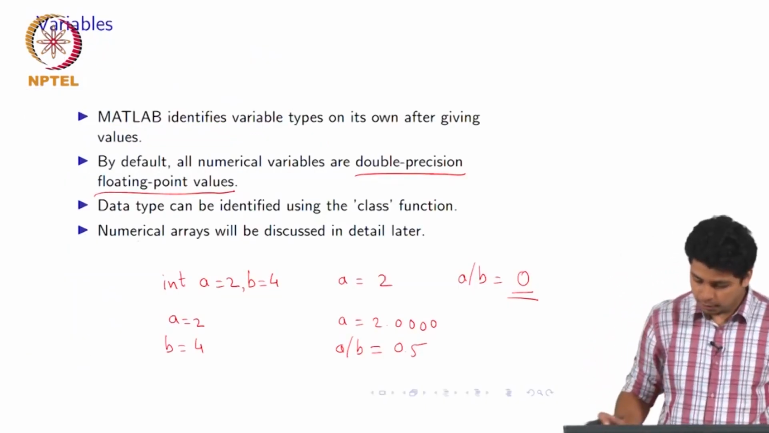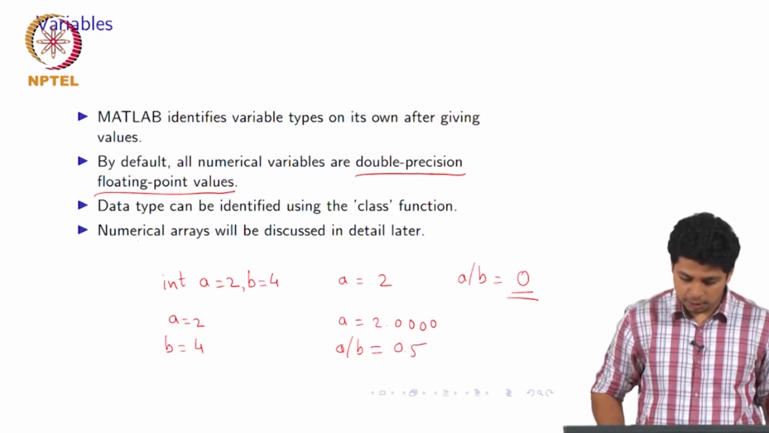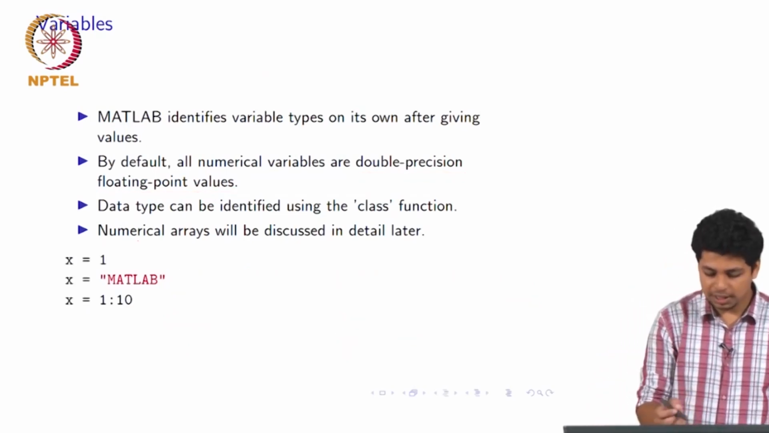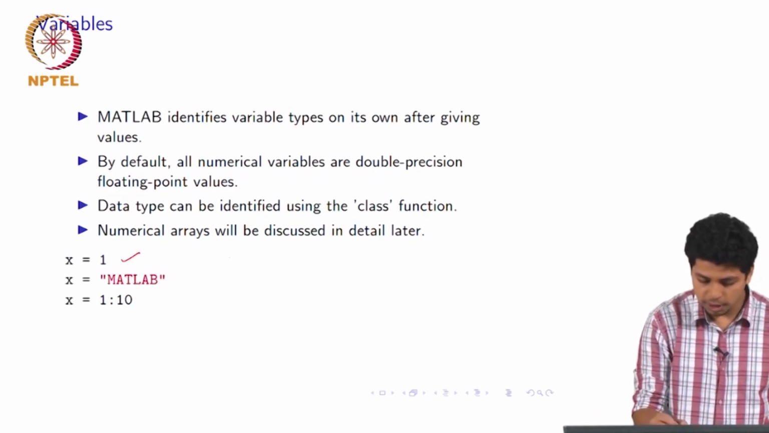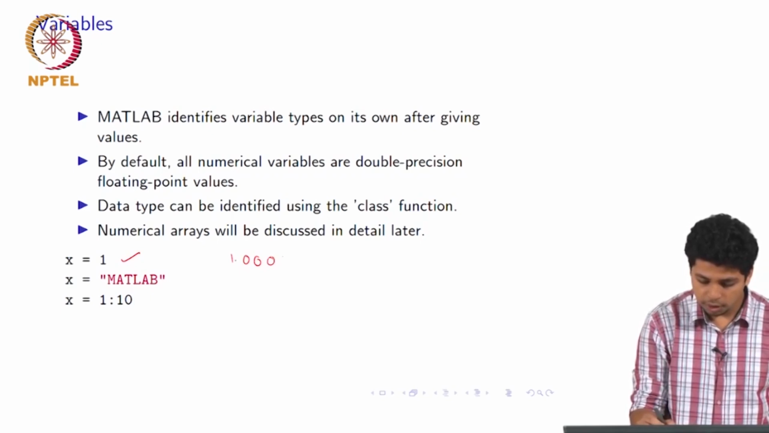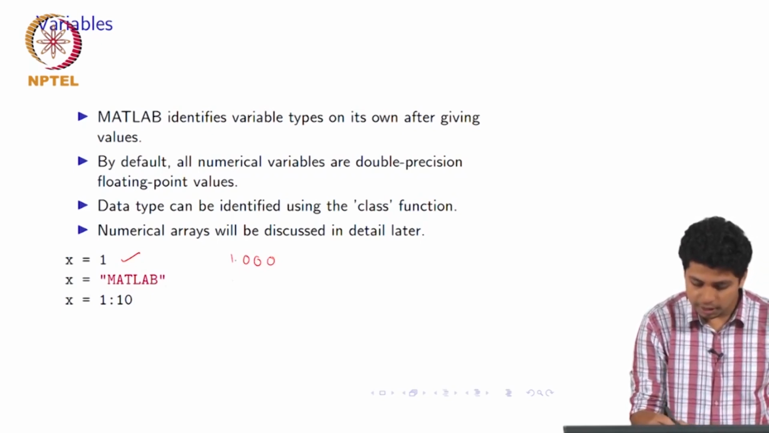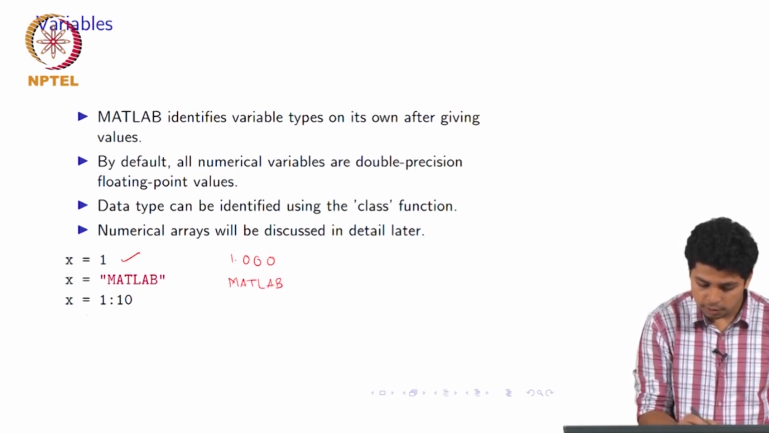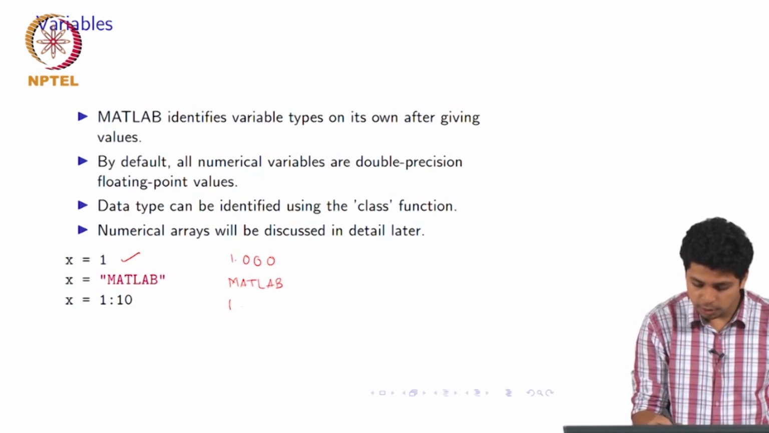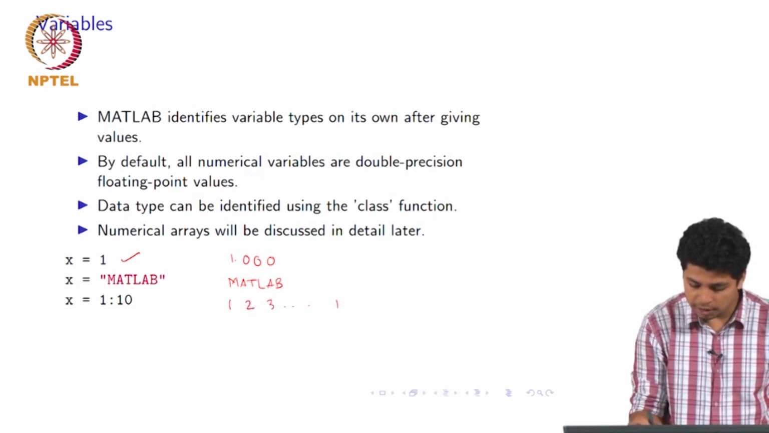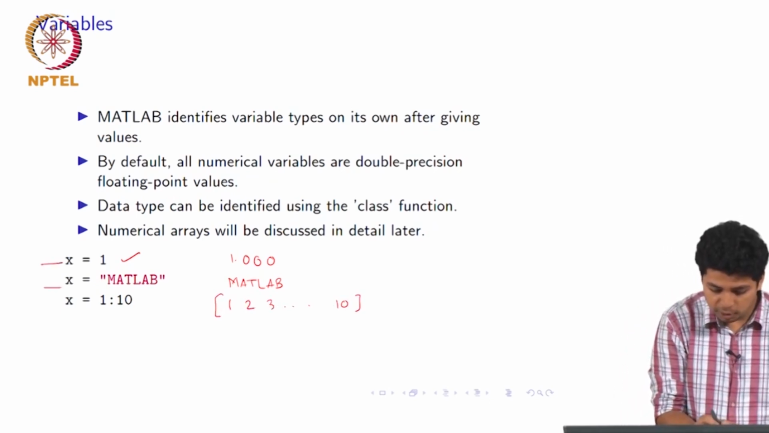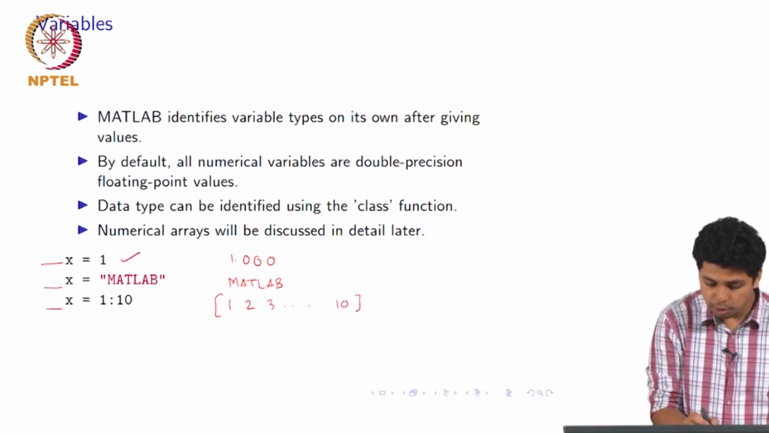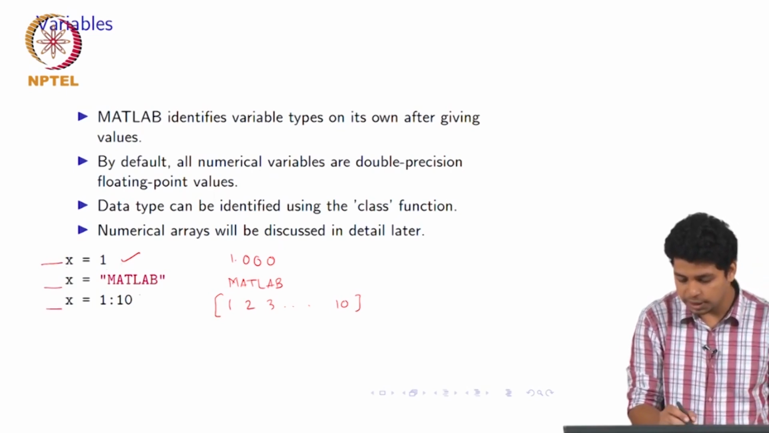Numerical arrays we will discuss in more detail later. Now these are some examples that I just discussed with you. x equal to 1 will store it as 1.000. If you write x equal to MATLAB, it will just store the word MATLAB as it is. And if you say x equal to 1 to 10, it will store an array of 1, 2, 3, 4 till 10 by default. So you do not need to specify any variable type to MATLAB. You just say x equal to and put any type of value that you want, and MATLAB will interpret it on its own.